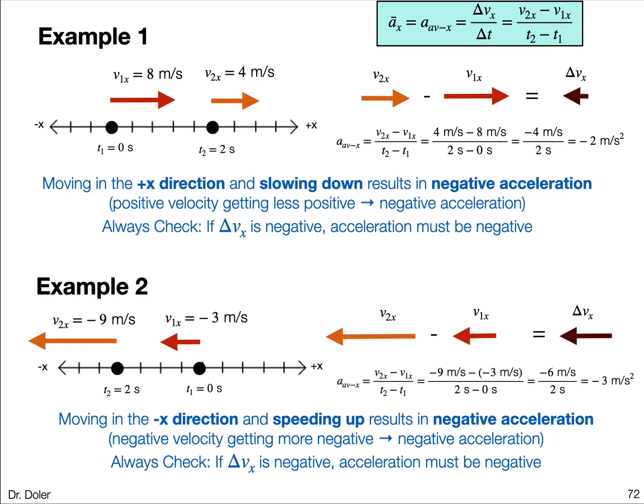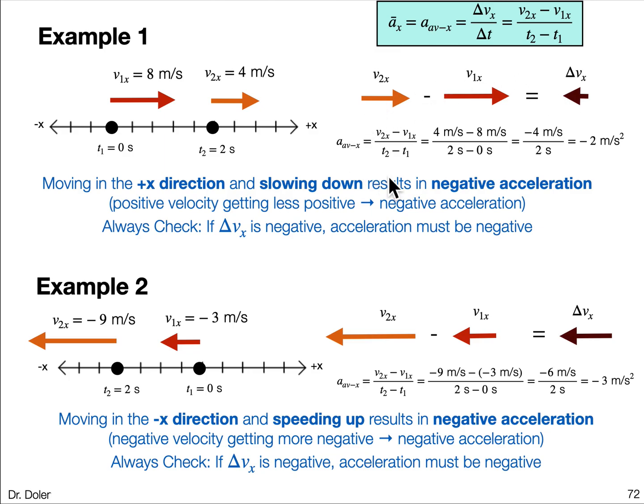Okay, example 1, we have at time 0, or time 1, I'll call it, 0 seconds, we have some velocity to the right in the positive direction of 8 meters per second. Some later time, time 2, we're now moving to the right still, but only at 4 meters per second, right? So we've slowed down. So is this positive or negative acceleration? Well, we need to do v2 minus v1. So in vector form, we can do that, v2 minus v1. And if we do that vector math, we get a vector to the left.